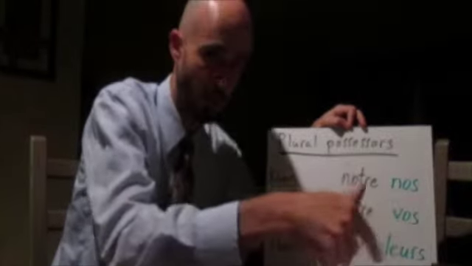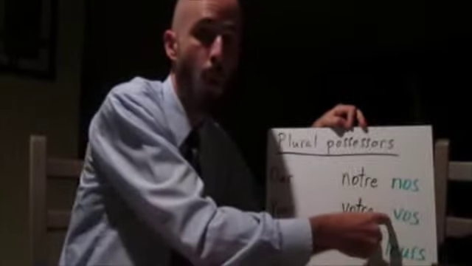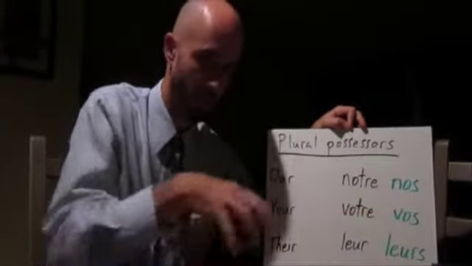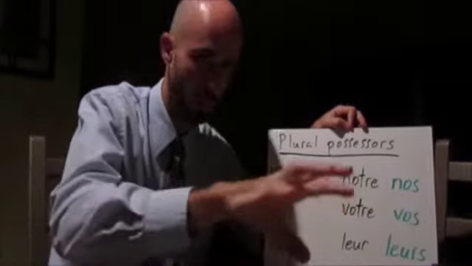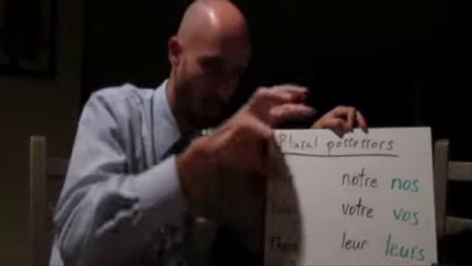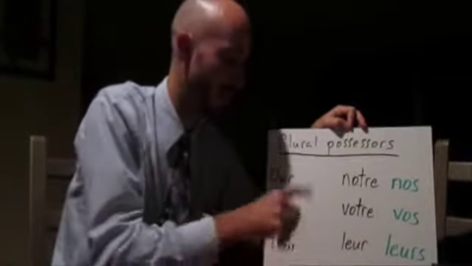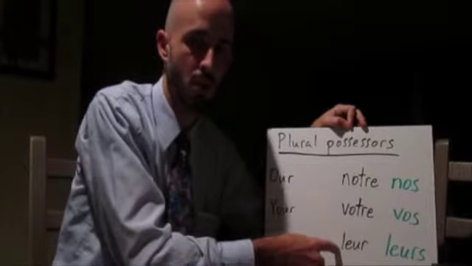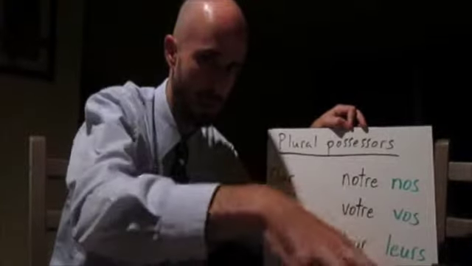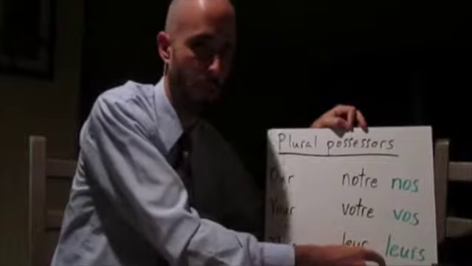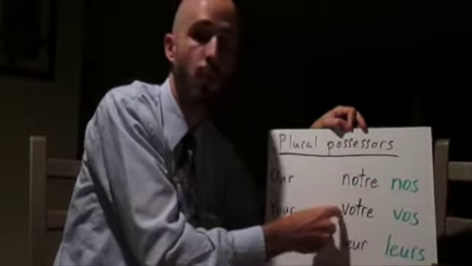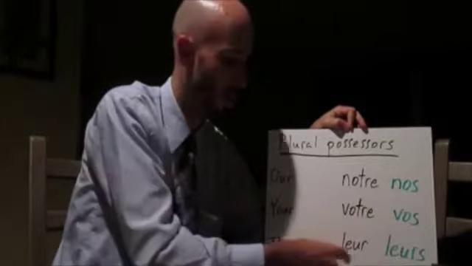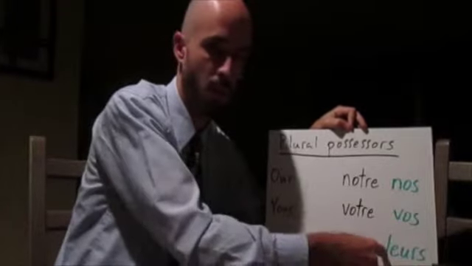If the thing being possessed is plural, vos. Now the possessors, they, referring to a group, third person. If the thing they possess is singular, leur. The things they possess, if there are many, plural, leur. So notre, nos, votre, vos, leur, leur. It's a lot of forms.